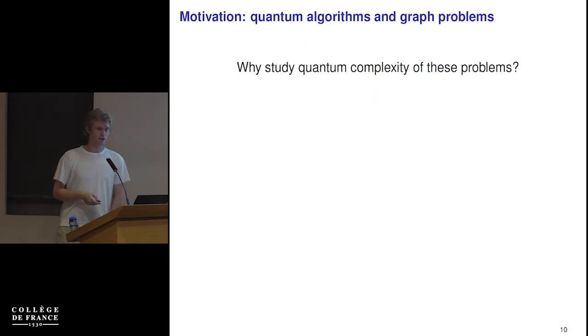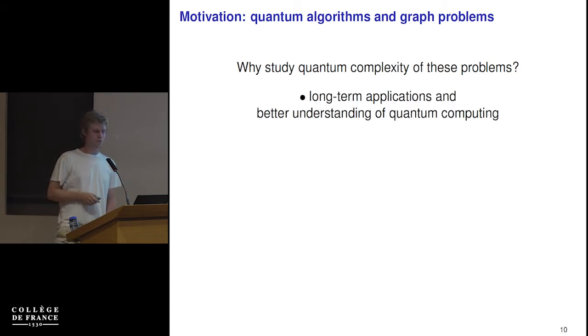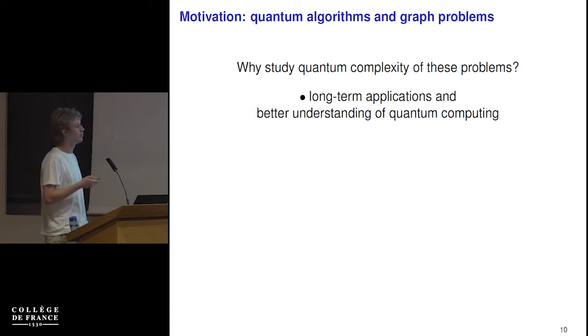Okay. So why should we study the quantum complexity of graph problems and problems like minimum cut? They form potential long-term applications, right? Again, minimum cut is a very important problem. It's also used to solve other problems. And so it would be interesting if we could use quantum computers to solve this problem faster. It also gives a better understanding of the limits and opportunities of quantum computing.